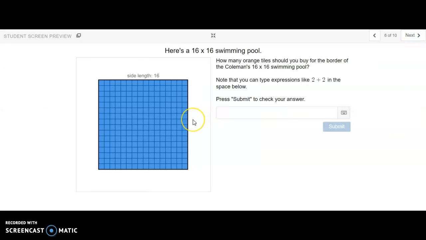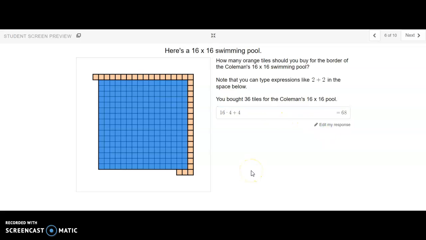Hit the next button and do this one. Now I have a 16 by 16 pool. Now that you've done your 16 by 16, let's see if you're right. I have 16 squares on each of my 4 sides of my square, and you need to add 4 for each of the corners. Don't forget those 4s. Let's see if it's right. Boom! 68 tiles for our little Colemans. Hopefully they're super happy. I don't know who would own a 16 by 16 pool.